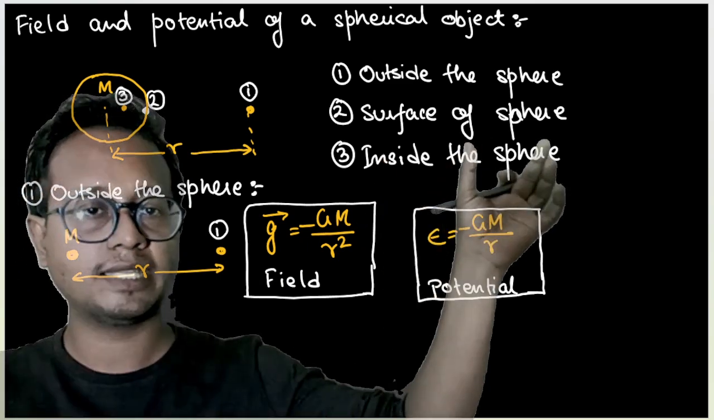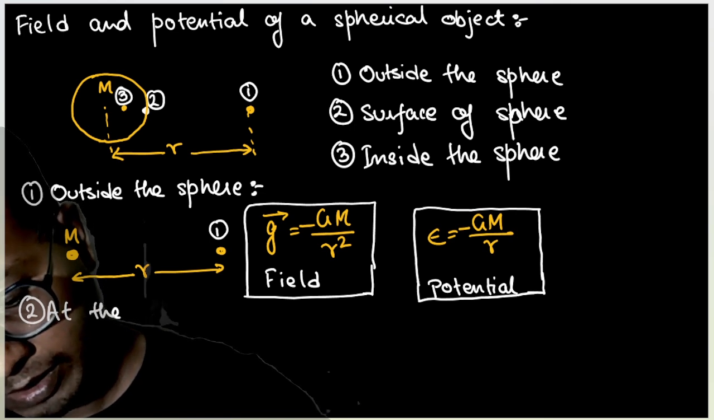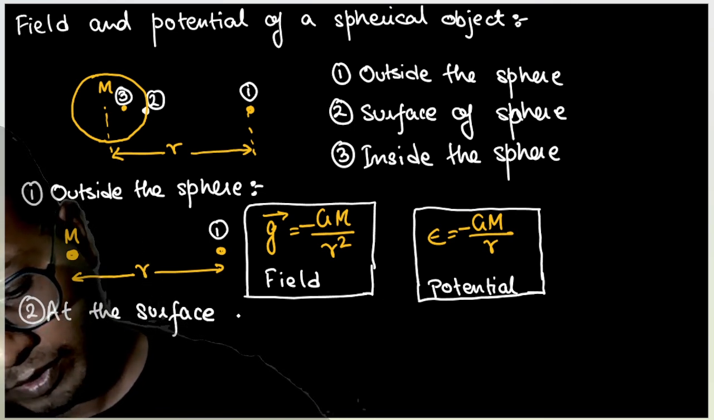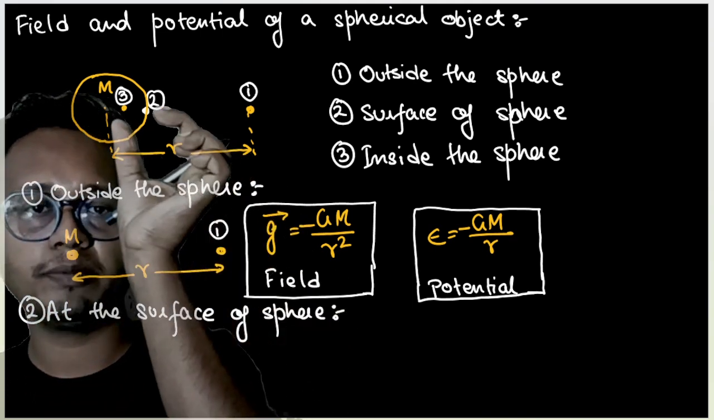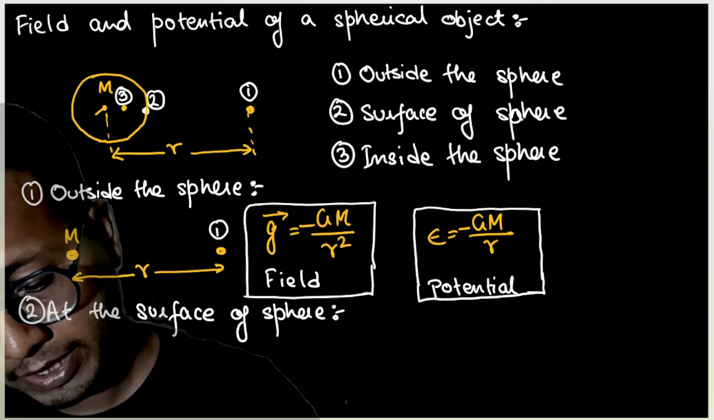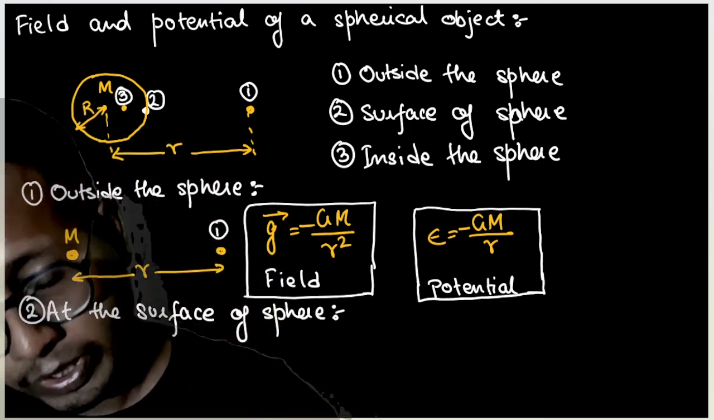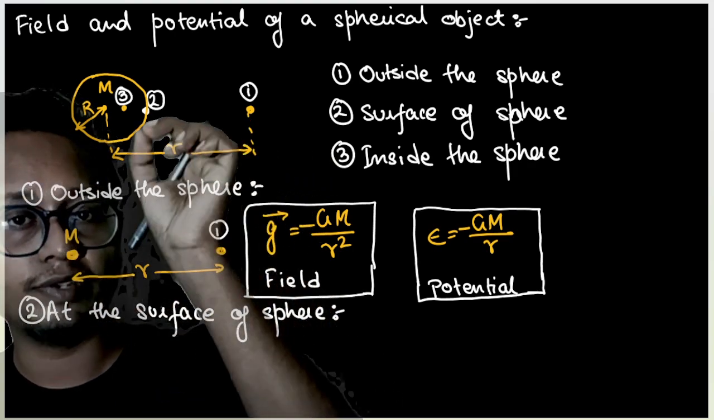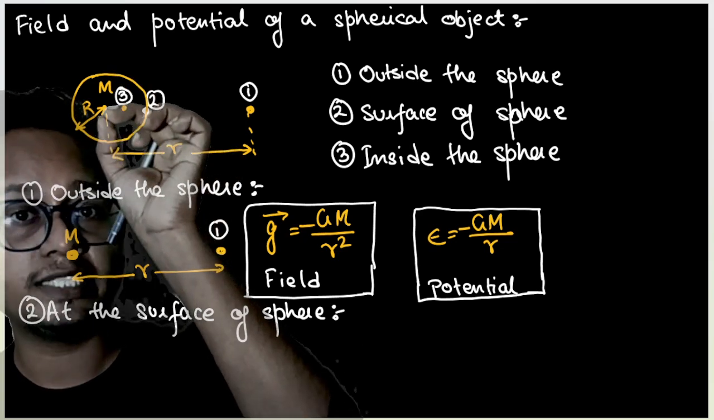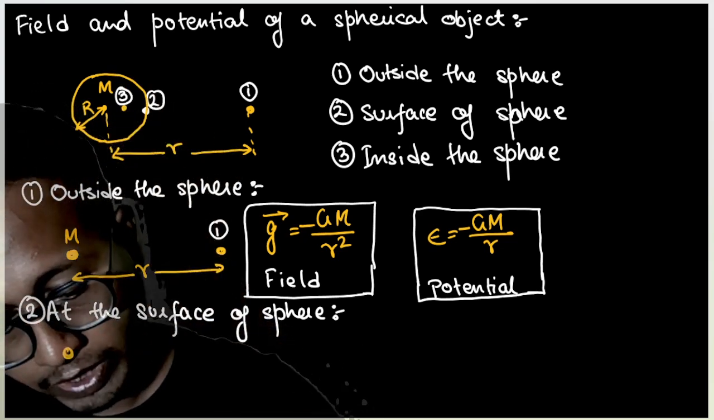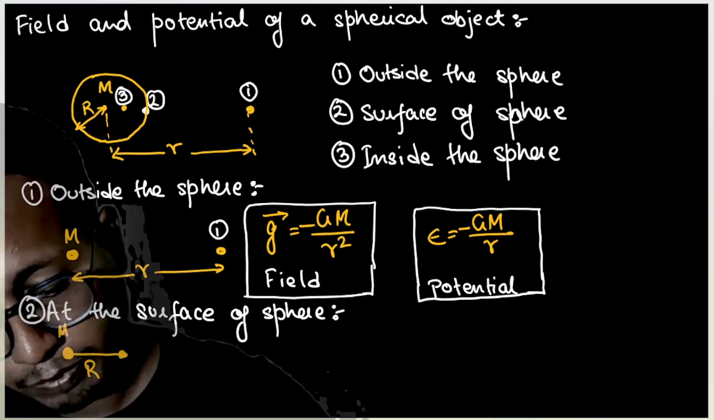Now the second scenario is at the surface of the sphere. Let the radius of the sphere be capital R. Even when you have to find the field at the surface of the sphere, you have to assume this spherical mass as a point object situated at the center. You have to find the potential and field at this point R.